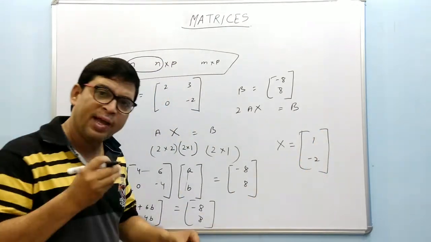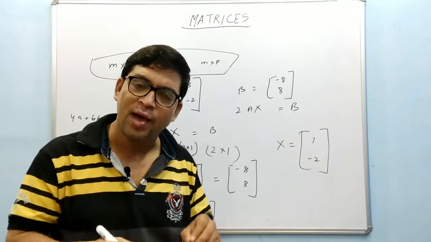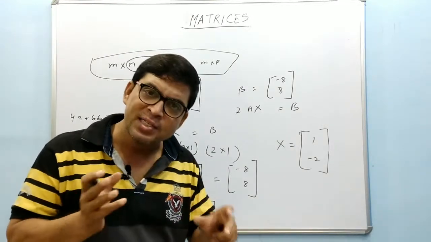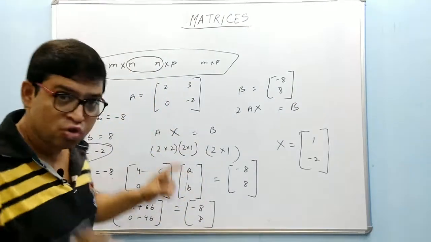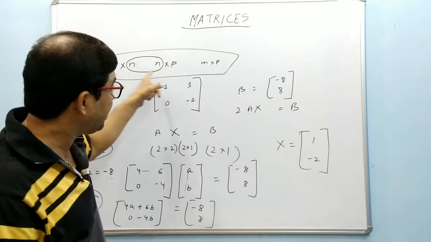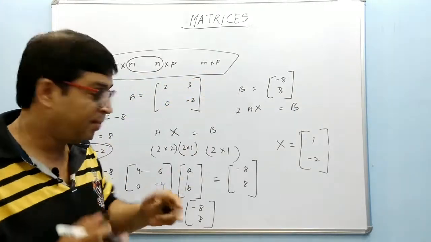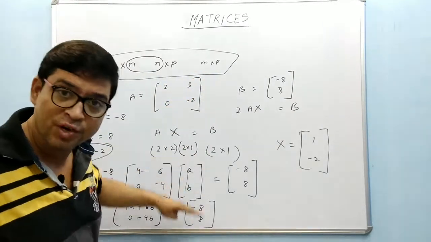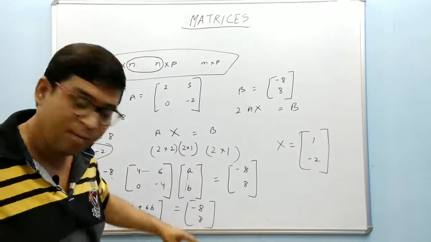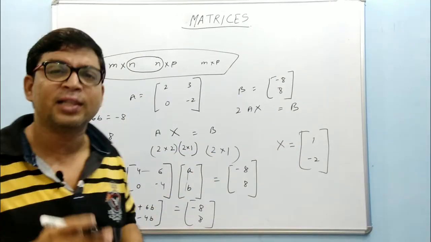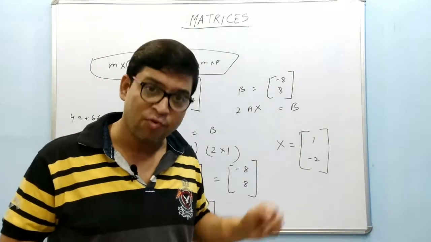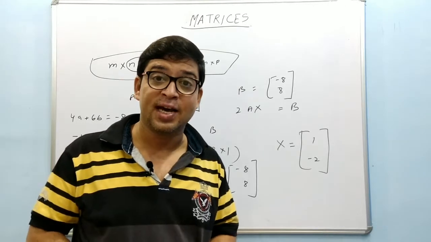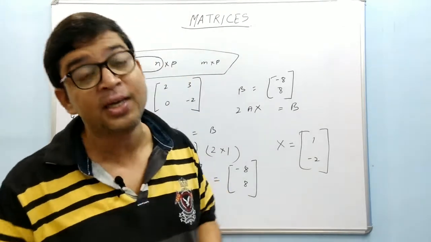In this way, we can find the value of any unknown matrix by simply following the multiplication rule of matrices. So wherever you go for multiplication, be careful like this. The multiplication process is first row with first column, first row with second column, second row with first column, second row with second column. Like that, the process goes on. Follow it carefully. Hope matrices are now becoming very, very easy for you. Thank you.